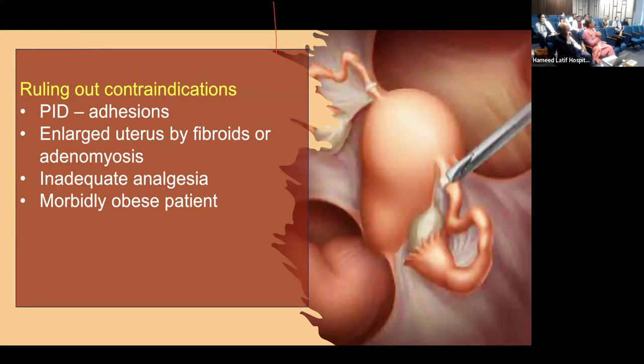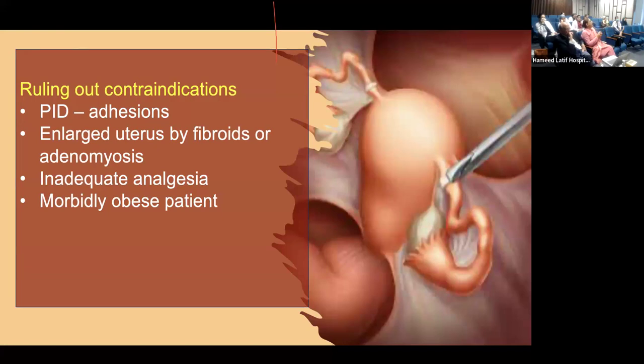You want to know that the uterus is not enlarged because of adenomyosis or fibroids. Adequate analgesia has been given and the patient should not be morbidly obese. अगर इन चार चीजों में से कोई चीज है, then this is not a patient for you to do. If you want to avoid complications during a procedure, the most important thing is to rule out contraindications. And for ruling out contraindications, the most important thing is evaluation of the patient.